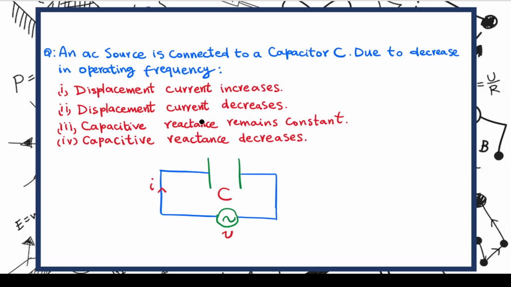Displacement current decreases, capacitor reactance remains constant, or capacitor reactance decreases. To know the correct statement, we must be familiar with displacement current represented by ID and XC, capacitive reactance, and their relation with the frequency. So let's solve it.